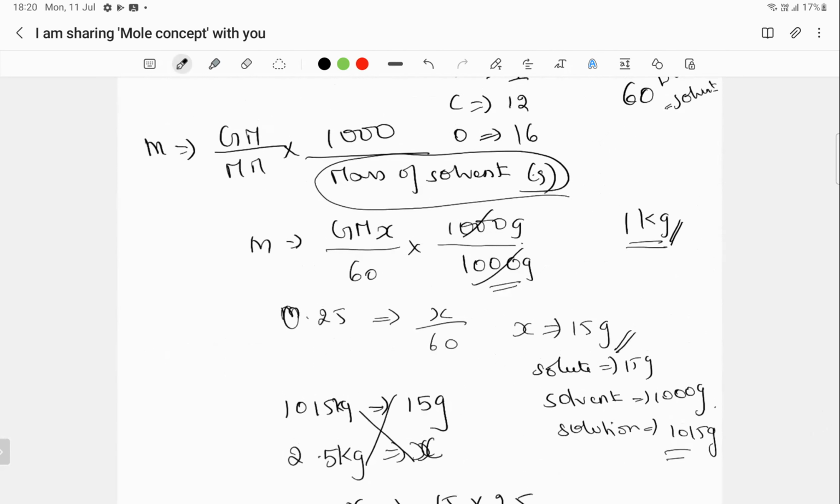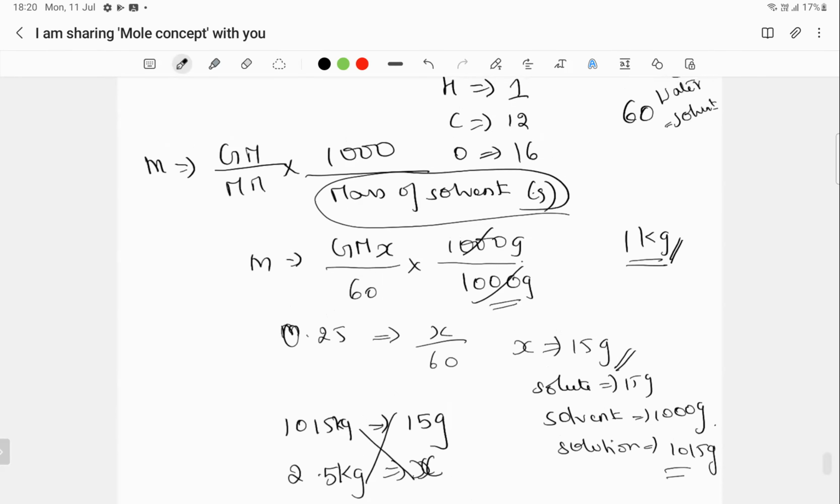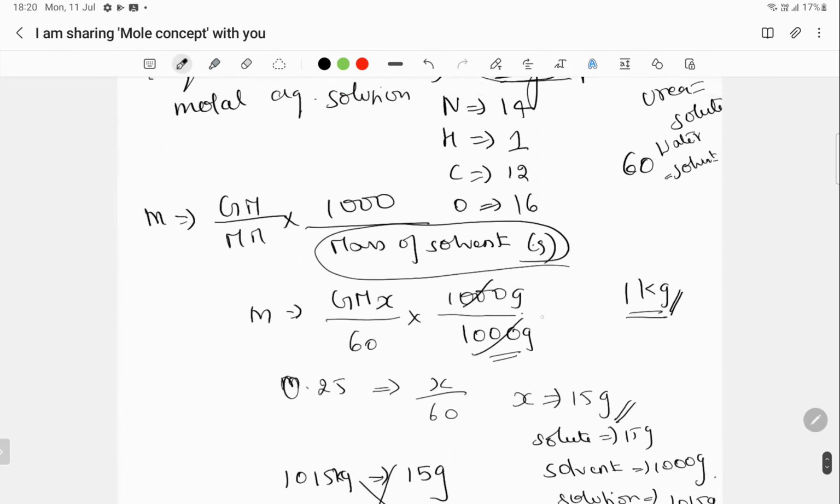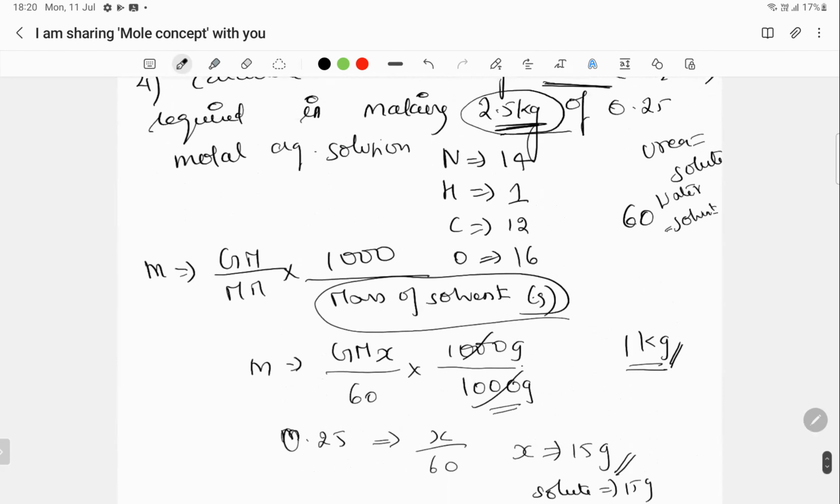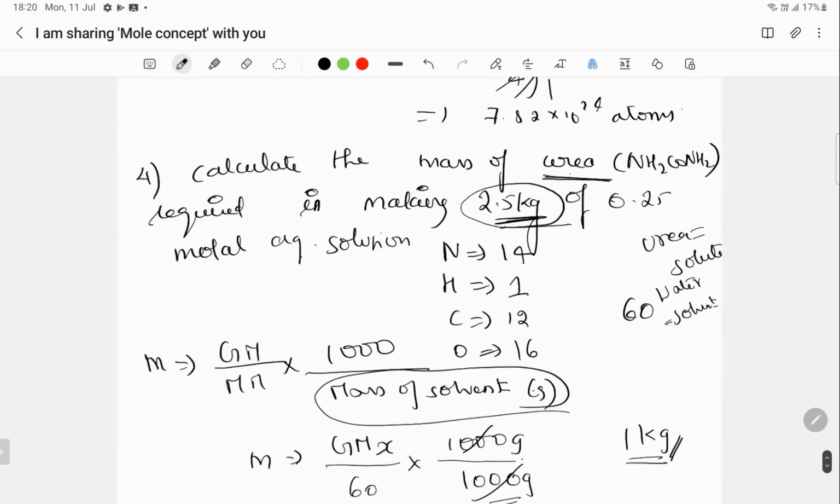Did everyone understand the steps I wrote? Yes, ma'am. How did you assume it as 1 kg, ma'am? Yes, ma'am. See, now I'll explain step by step. All this is your solute. Urea is your solute, and they are mixing it in water. That is your solvent. Correct?